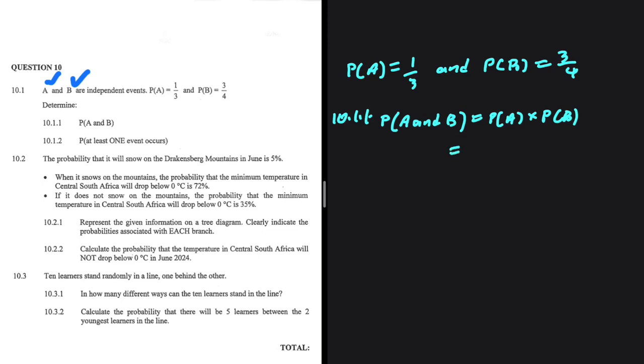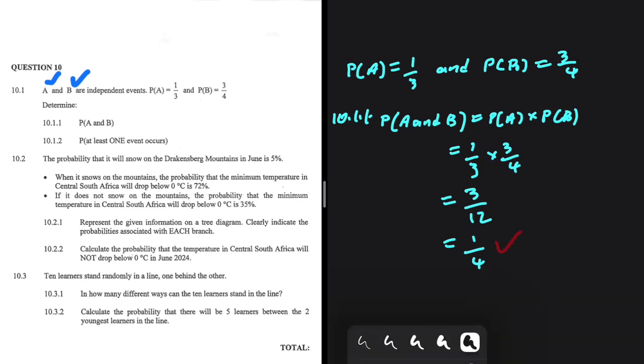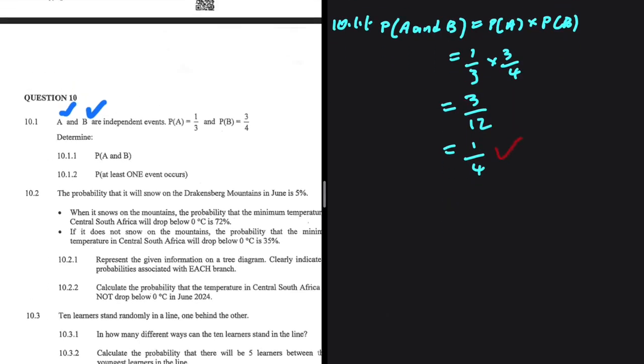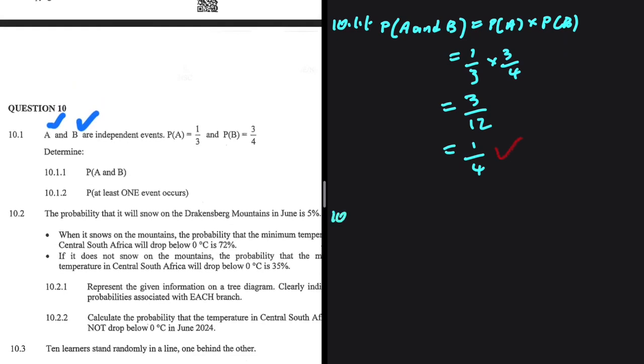So we're going to have 1 divided by 3, the probability of A, multiplied by 3 divided by 4, the probability of B, being equal to 3 divided by 12, which is just 1 divided by 4. This is the probability of A and B, 10.1.1. Let's take a look at 10.1.2. There's a bit of swag here in 10.1.2.